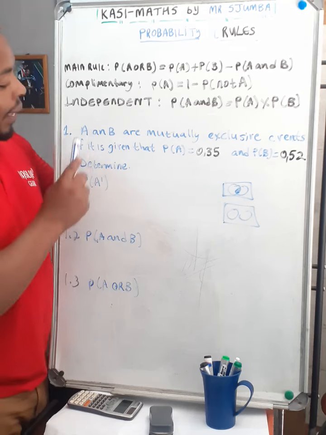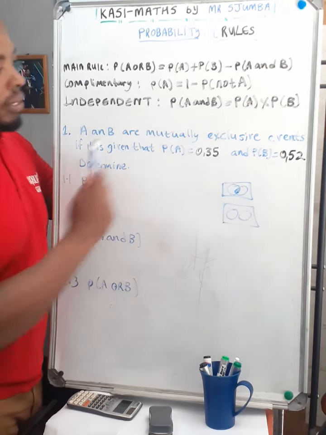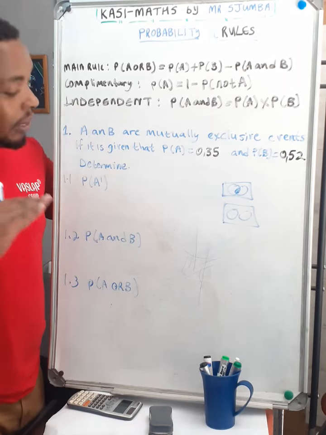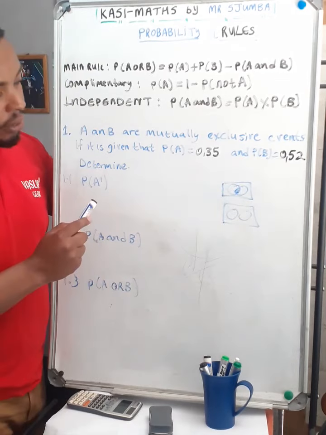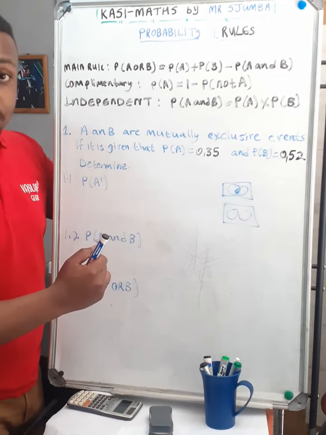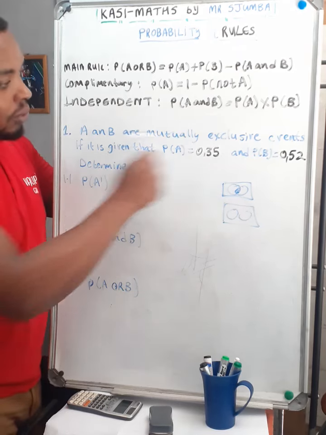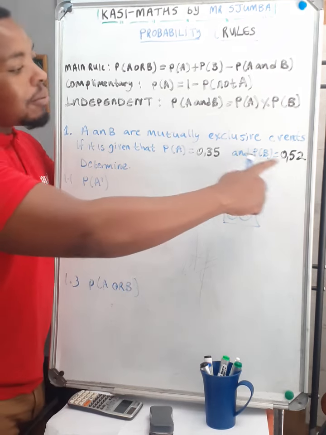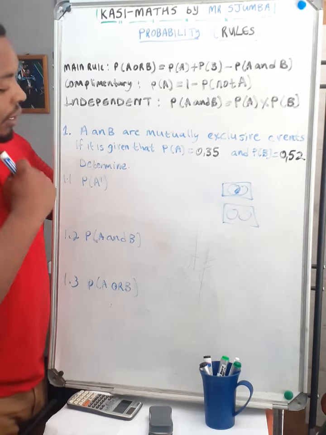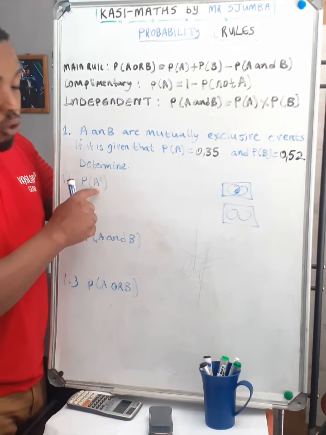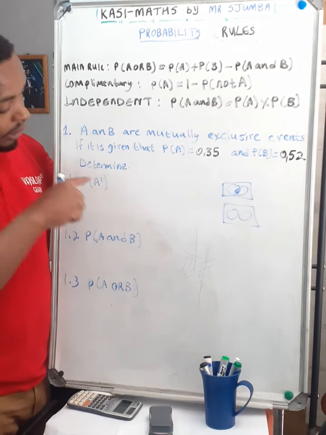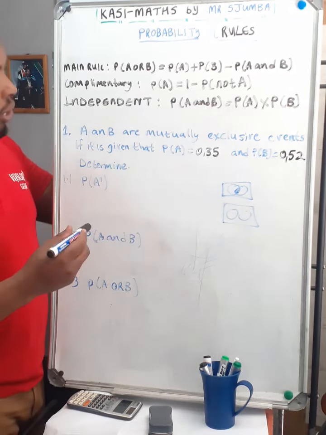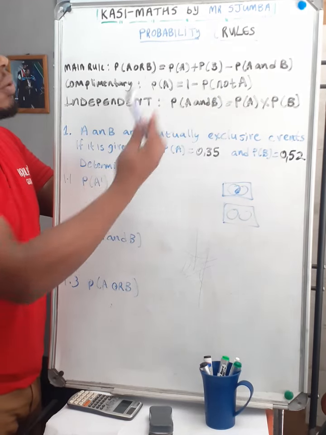So now the question: A and B are mutually exclusive events. Mutually exclusive meaning they are separate, right? There is no intersection. This is not mutually exclusive, this is mutually exclusive, right? There is no intersection. It is given that the probability of A is 0.35 and the probability of B is 0.52. Now we should determine the probability of not A. The comment up there tells us it is the probability of not A. Not A, right? So we know that the probability of not A will equal what?